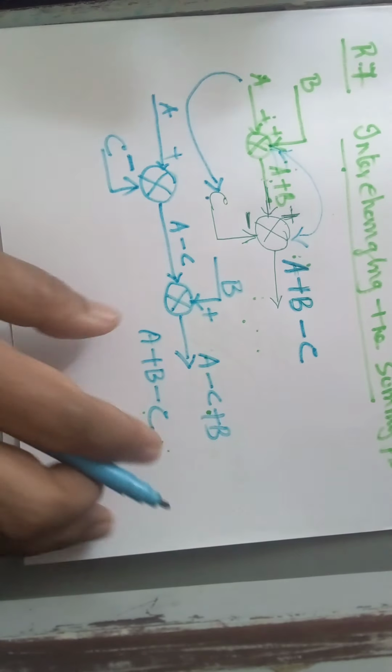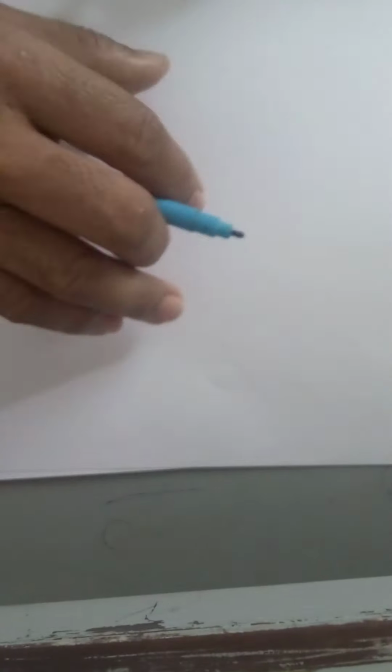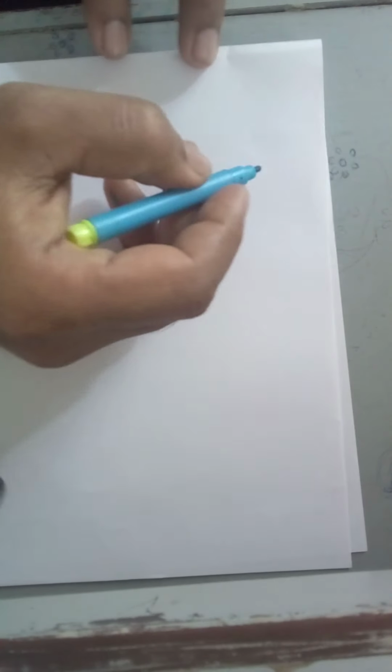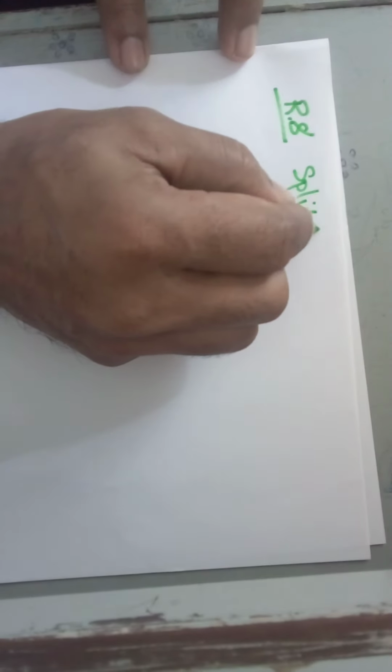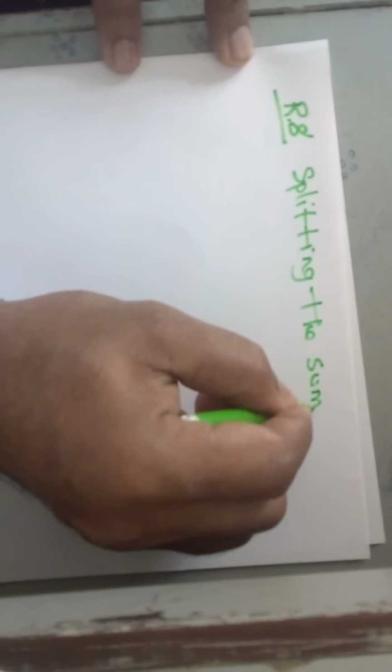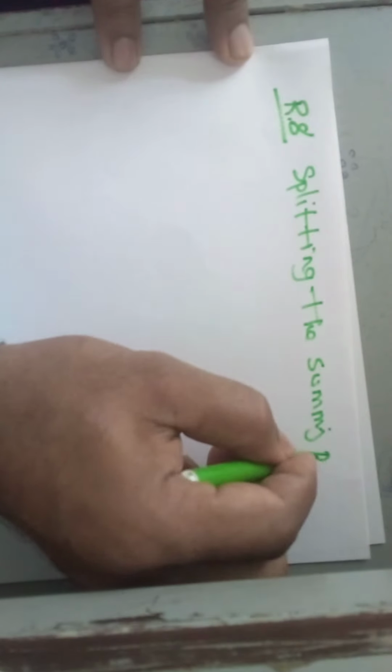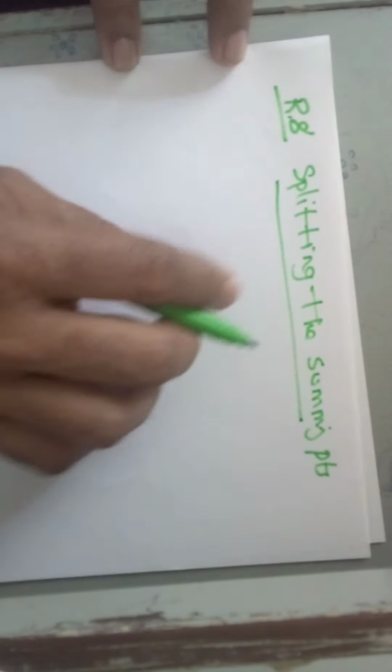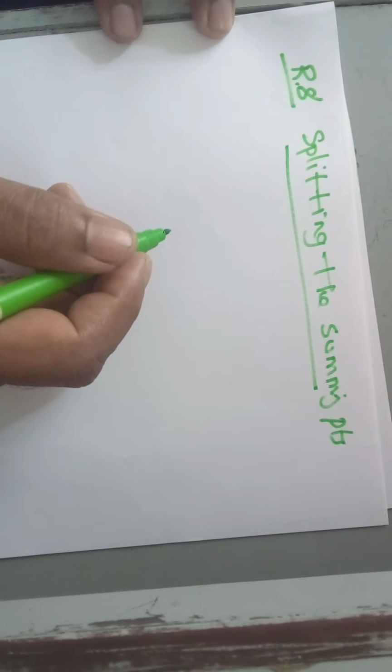Now the another rule, rule number 8, is splitting the summing points. The next rule is splitting the summing points. Okay, how to divide the summing points?